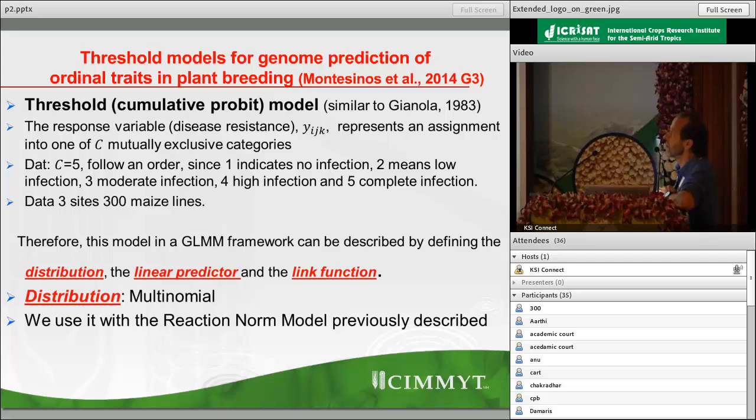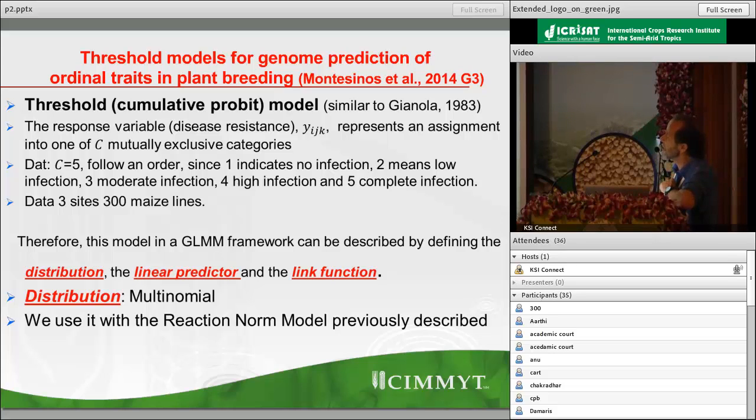These are ordinal data. The response variable, which is a disease, represents an assignment into one of the mutually exclusive categories. In this particular case, we have 5 categories. 1 indicates no infection, 2 low infection, 3 moderate, 4 high infection, and 5 complete infection. The data come from 3 sites and 300 maize lines.